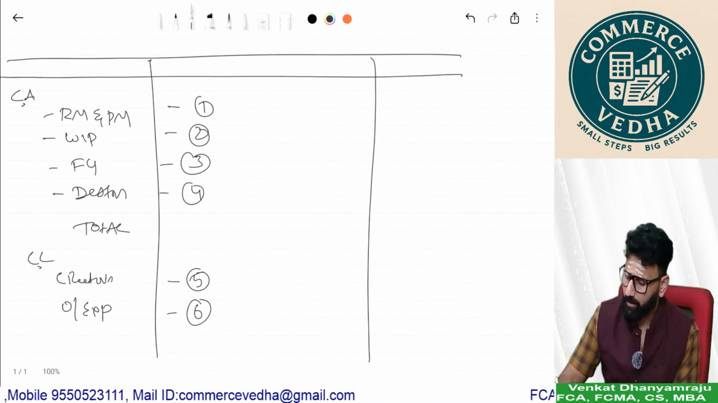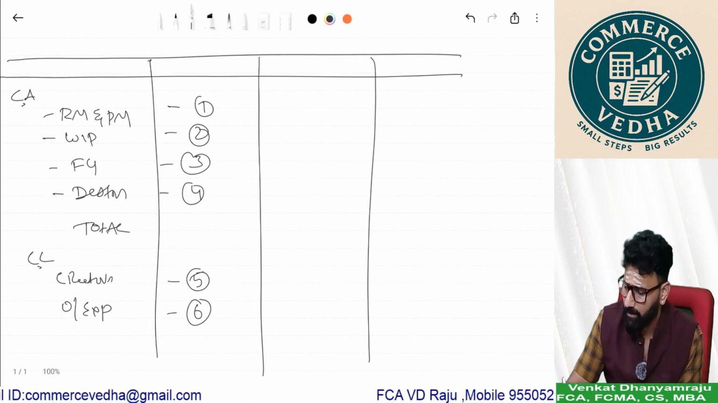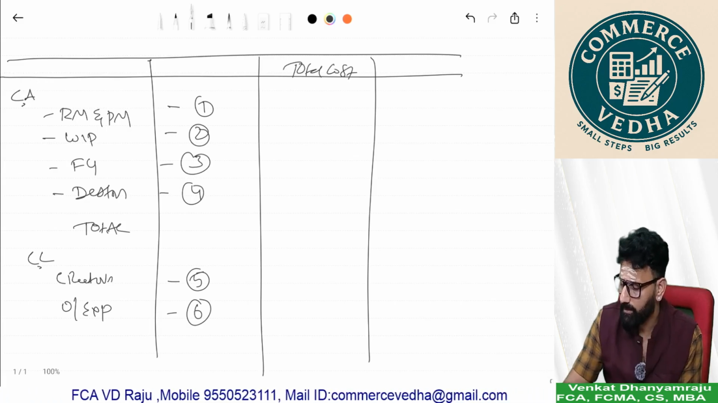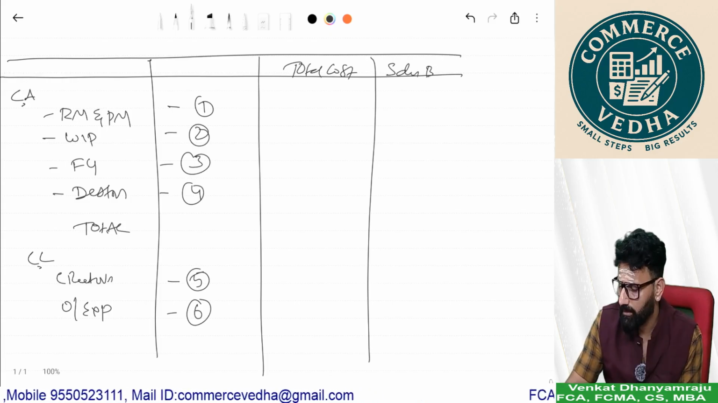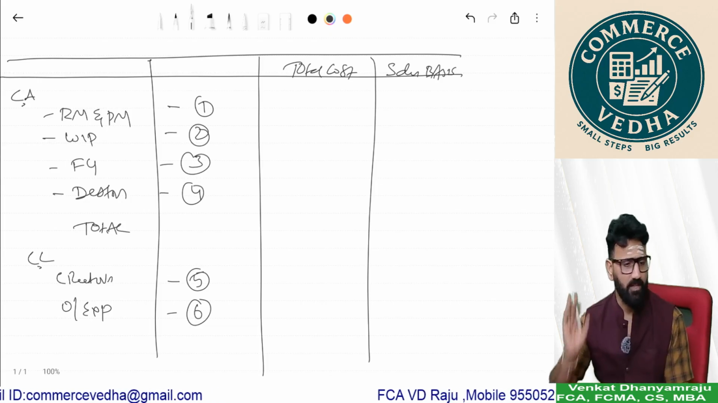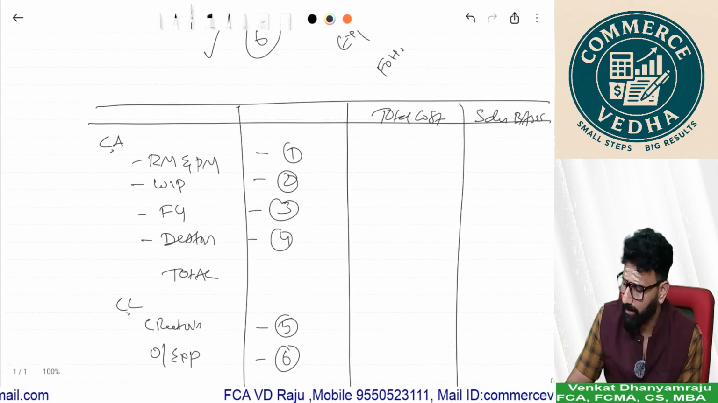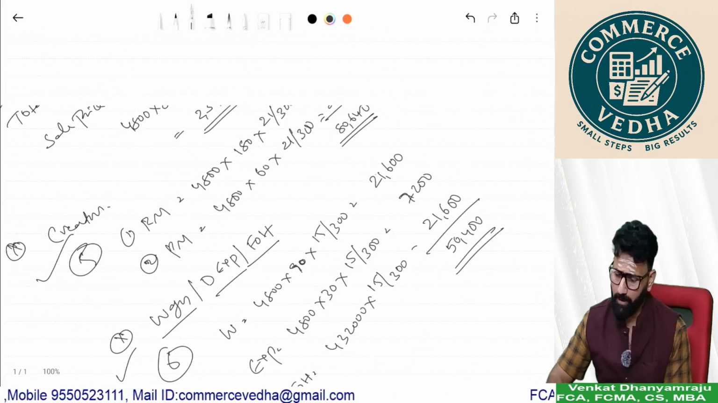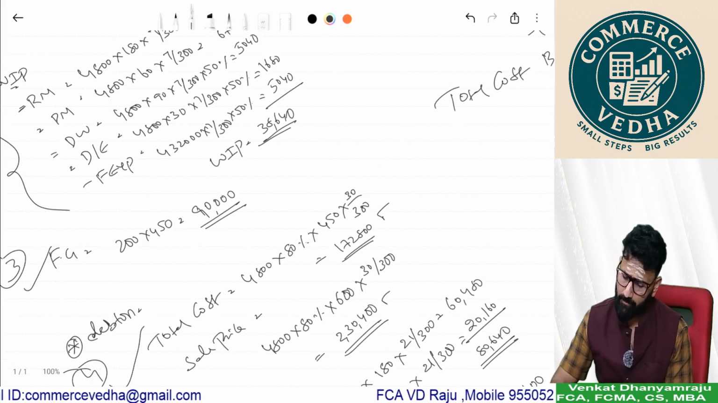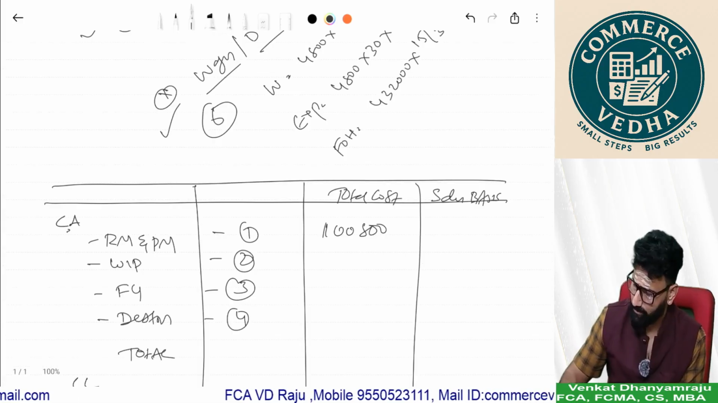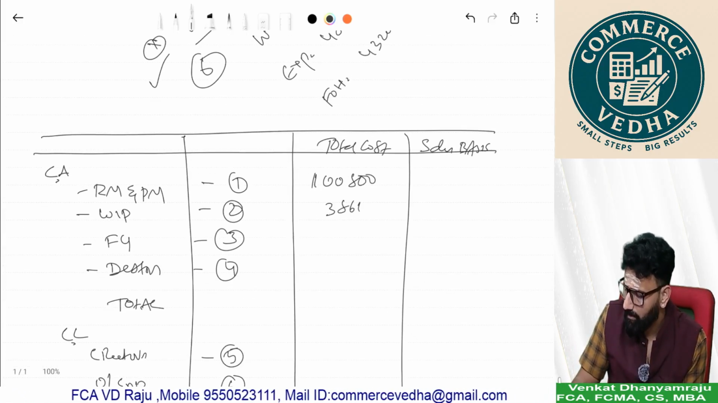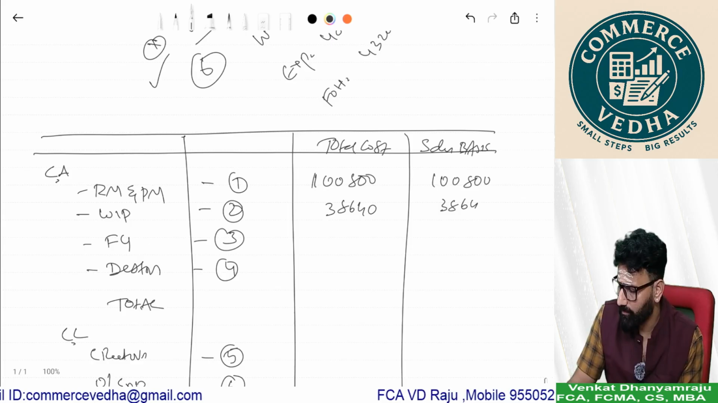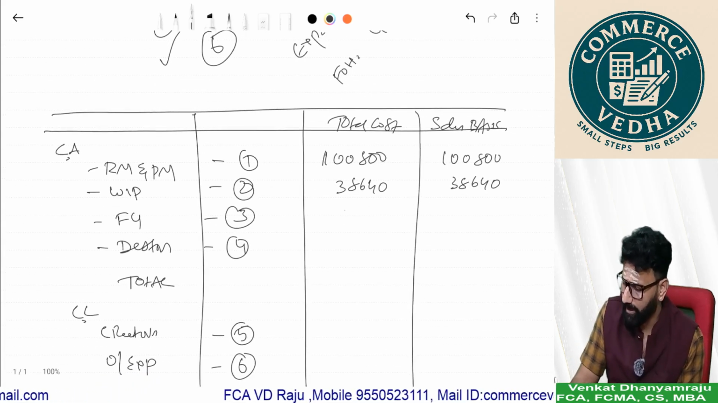So now here I'm also using one more. This is total cost basis. This is sales basis. Just for understanding. Now raw material and packing material 100,800. WIP 38,640. Finished goods 90,000.